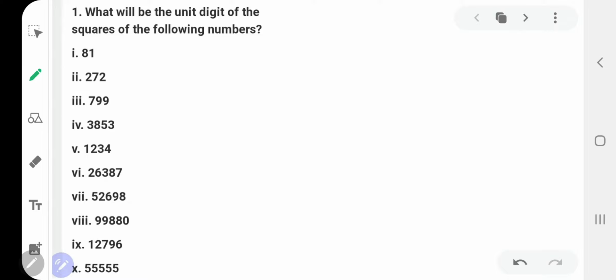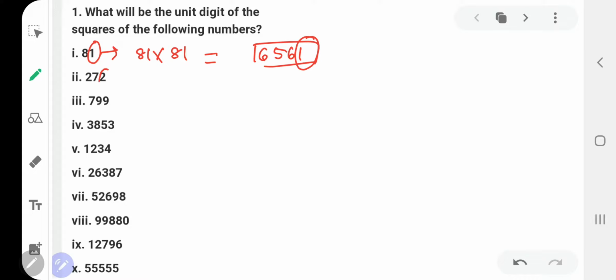What do you mean by square? Square means when you're multiplying the same number with its own number. So if I'm multiplying 81 to 81, what will I get, my dear kids? That will be 6561, and you will notice the units digit is 1. Getting my point? So if I have a unit digit 1 in my number, the unit digit of the square number will also be 1.